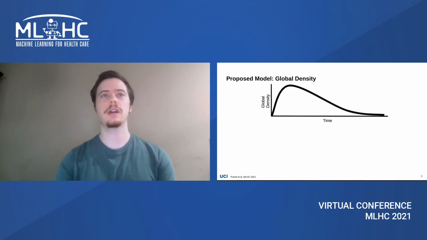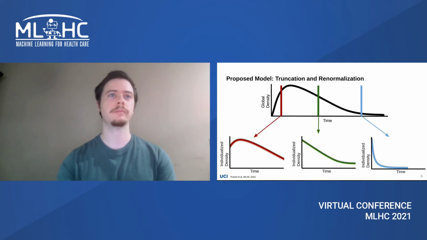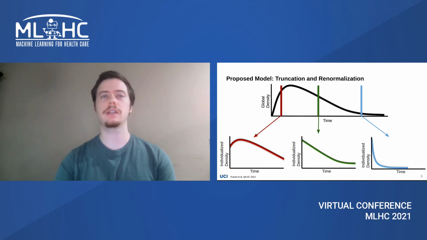To make these individualized predictions, we split our model into two parts. The first is a parametric global density representing the average density of time to event across all individuals. Given this global density, our model then learns a mapping from each individual's EHR data to effective times located within this global density, shown here in different colors. Given these effective times, we get individualized densities by truncating and renormalizing the global distribution at the effective times.